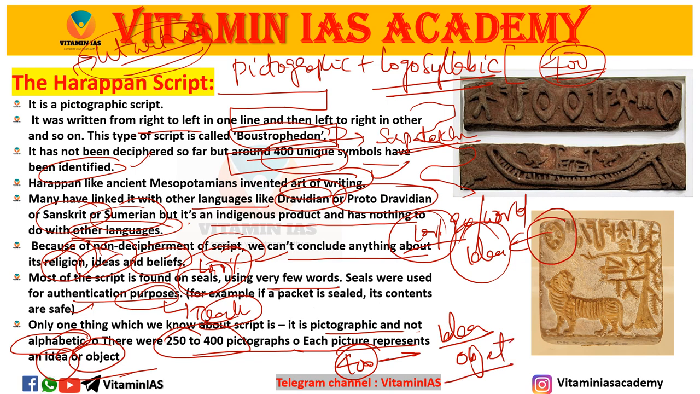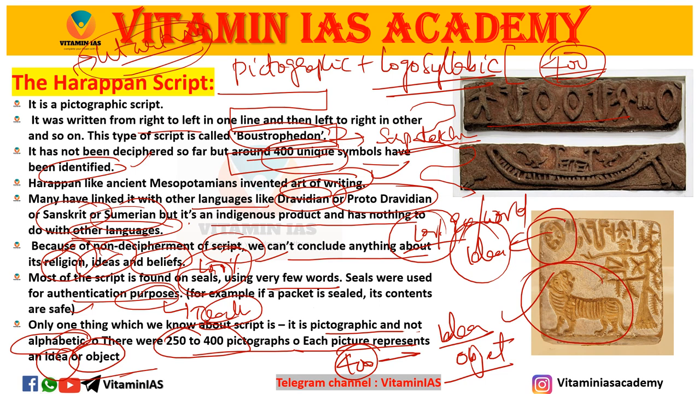And animals were used in the seals here. You can see the script here. The script is boustrophedon, nothing but sarpalekhana. You can see here from left to right and right to left, like this. The Harappans knew how to write. That's why Harappan civilization is also known as a literate civilization, because they knew how to write.